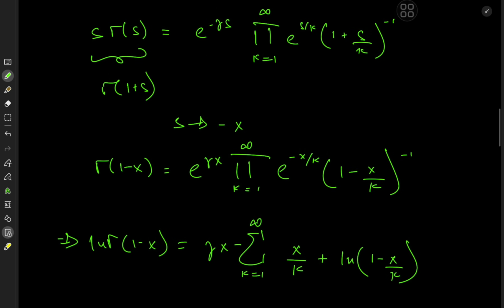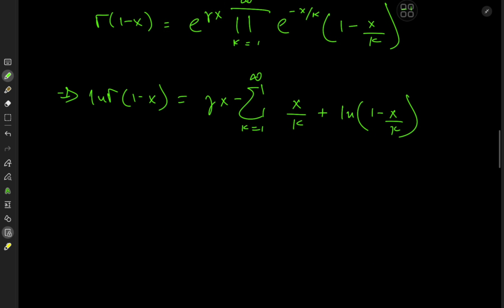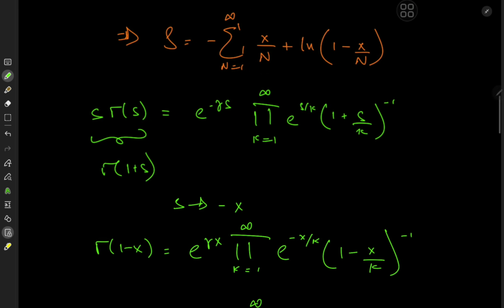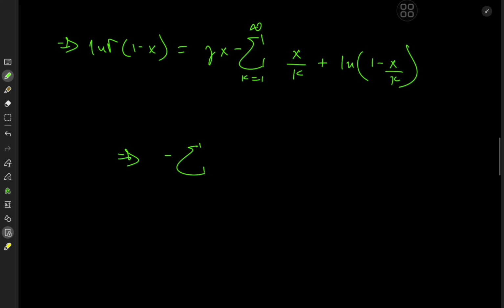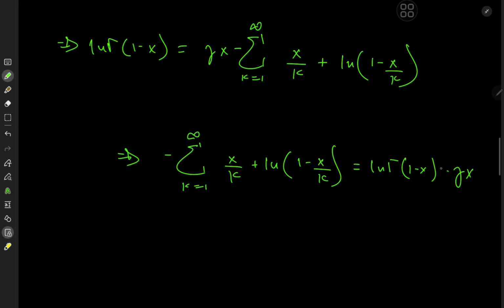Okay, cool. That looks exactly like what we need, doesn't it? So this implies that the negative of the sum, I did need a negative sign after all, right? Wait, let me just recall this. Oh yeah, I need a negative sign. So the negative of the sum over k from 1 to infinity of x over k plus log of 1 minus x over k equals log gamma of 1 minus x minus Euler-Mascheroni times x. And this implies that that's exactly what our sum is. Our sum, S, is equal to negative gamma x plus log gamma of 1 minus x.